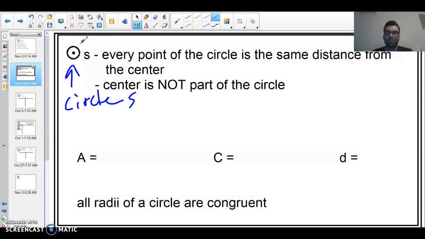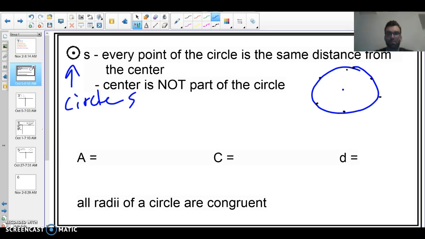Okay. In a circle, every point on that circle is the same distance from the center. The center is not part of the circle because it is not on that circle. Okay, here's our center. All of these points would be equidistant from the center. You have to excuse me if they're not all on the actual circle itself. I'm using my finger here, but bear with me, okay?